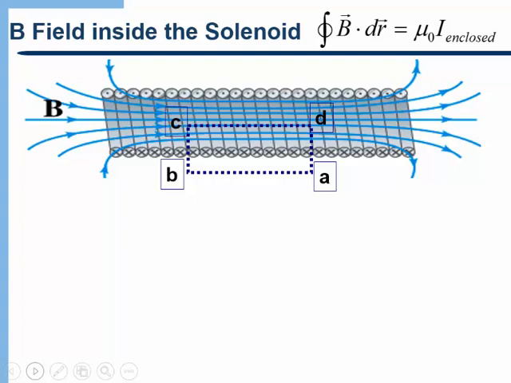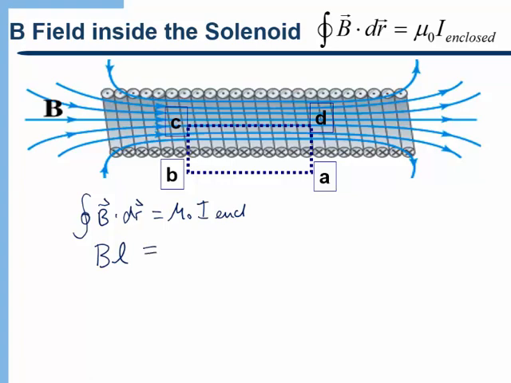So the right-hand side is the current enclosed. Again, we've got the integral of B dot dr is equal to mu naught I enclosed. And we figured out the left-hand side is B times L. The right-hand side is mu naught, but now we've got to think about how much current is enclosed.